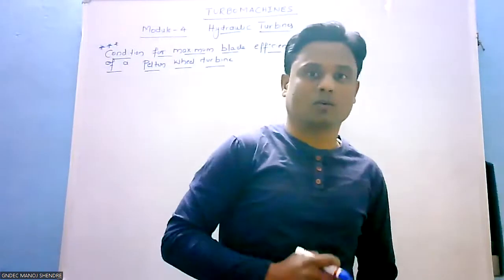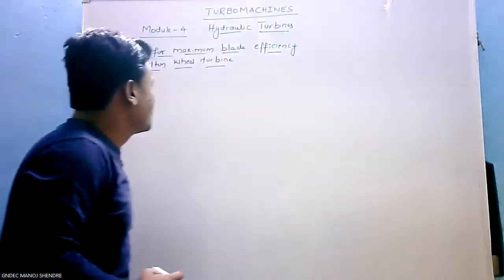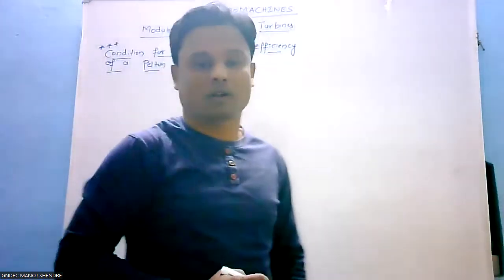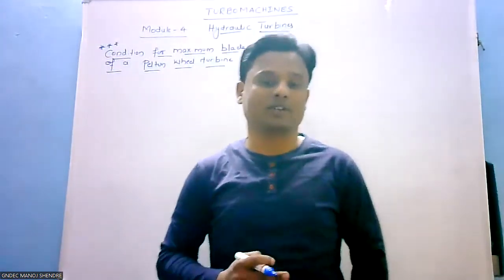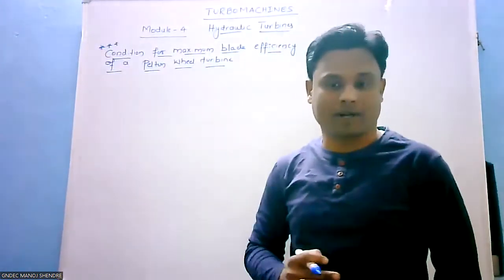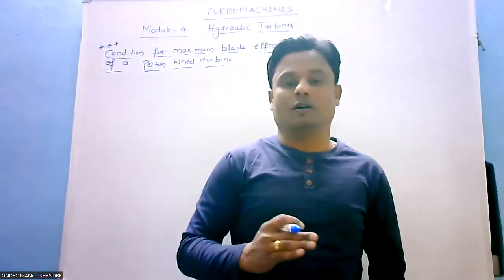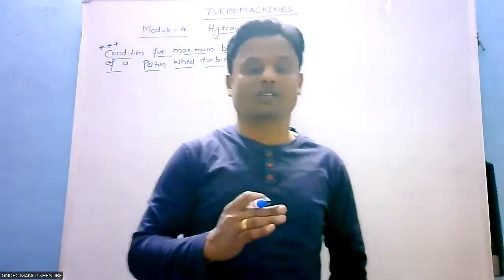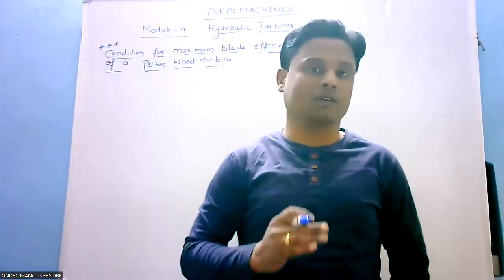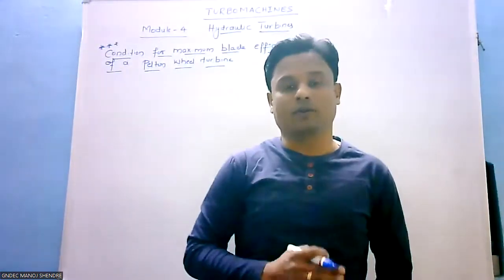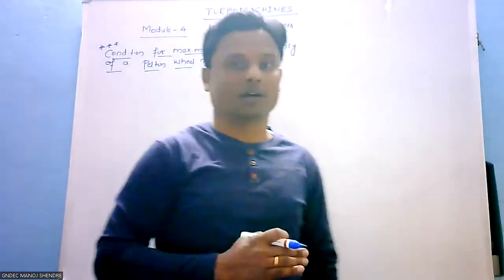So let's start today's video. As I said, we are going to derive the equation for the condition for maximum blade efficiency of a Pelton wheel turbine. First we'll begin with how to draw a cross-sectional view of a single blade of a Pelton wheel turbine, and how to draw the inlet and outlet velocity triangles.